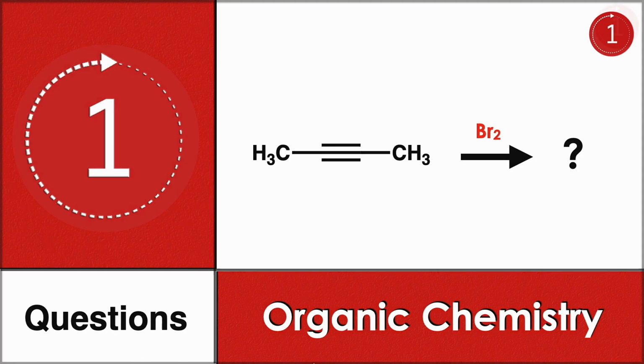Daily one question for you. Here you have an alkyne. You are reacting it with bromine. You should find what will be the final product. The reaction may look simple, but it involves a deep mechanism, which is called stereoselective addition.